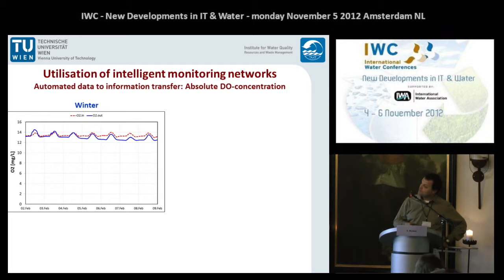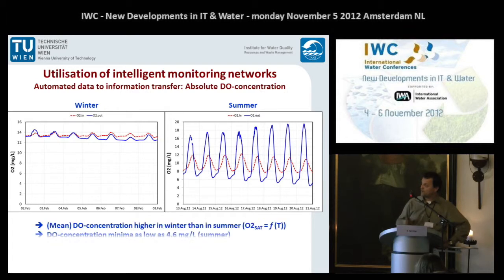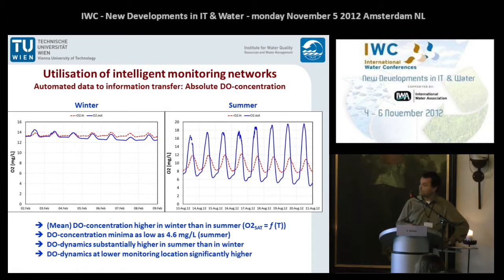A comparison of DO measurements. We can look at the absolute concentration here in winter and in summer. If you compare this, if you're an expert, you might get a lot of information out of this, but mainly you see that the concentration in winter is quite the same between the upper and the lower locations, and that you have quite a high variability in summer compared to winter time.